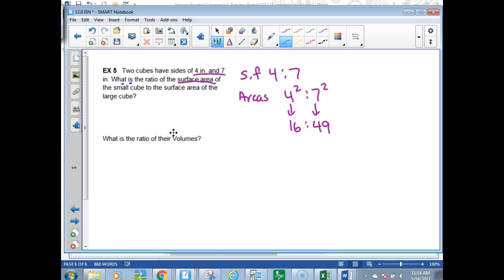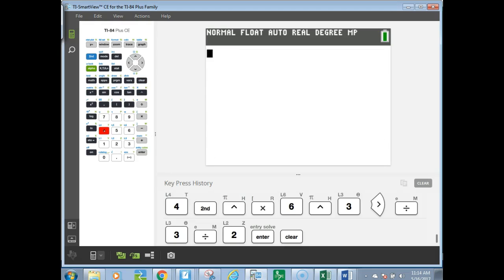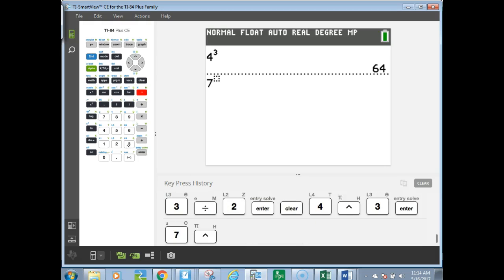Now, what is the ratio of their volumes? Volumes, you go back to the scale factor, and that would be 4 cubed to 7 cubed, which is 4 to the third. I'll show you how you can type it if you don't know those. I just happen to have them memorized. 4 to the third is 64. Now we got to do 7 to the third. It's 343.